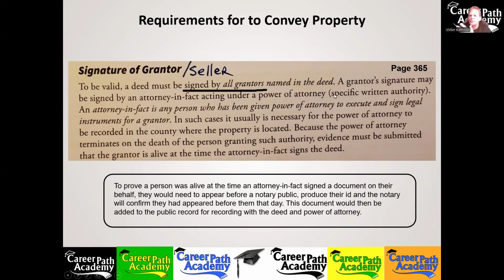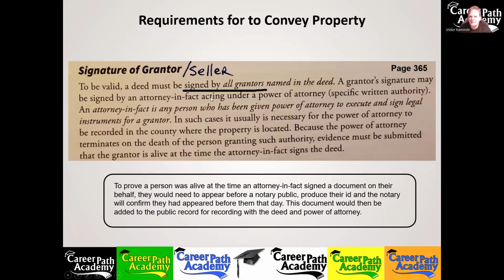You guys remember where we went over what an attorney in fact is and what a power of attorney is? Power of attorney is that document that gives somebody the legal right to sign documents on your behalf as if you were there signing them yourself. The thing is, this document that gives that authority is only valid while you're alive.